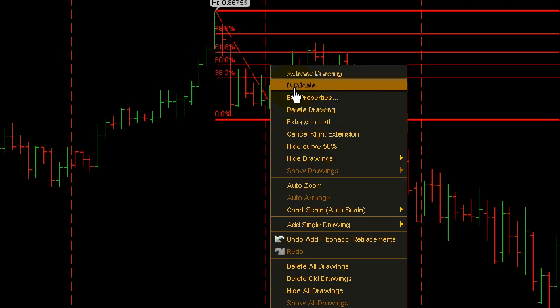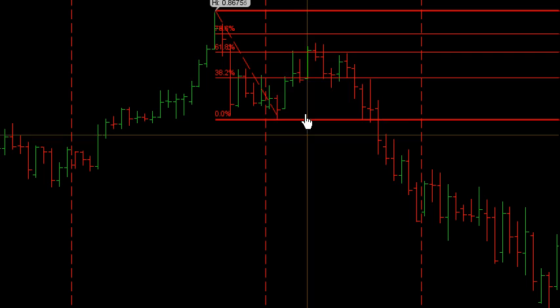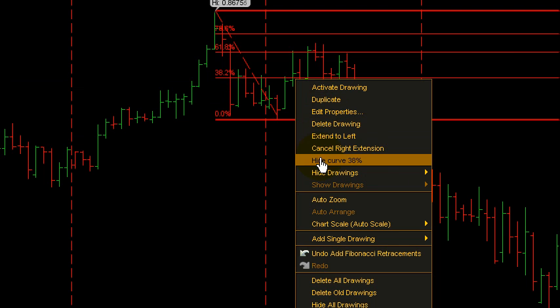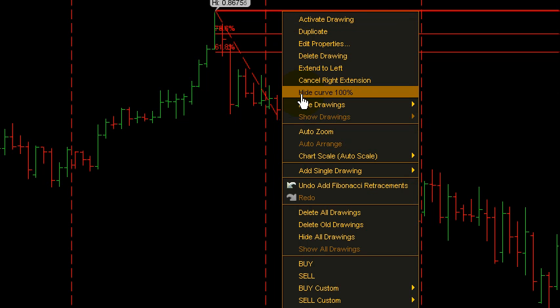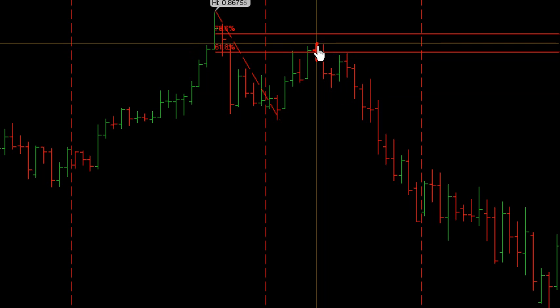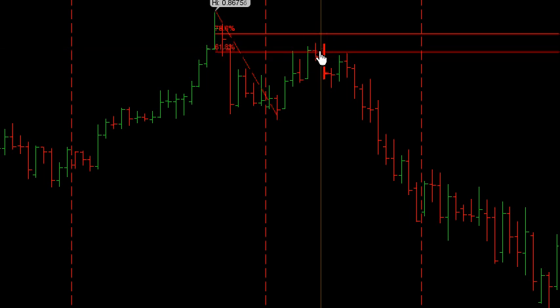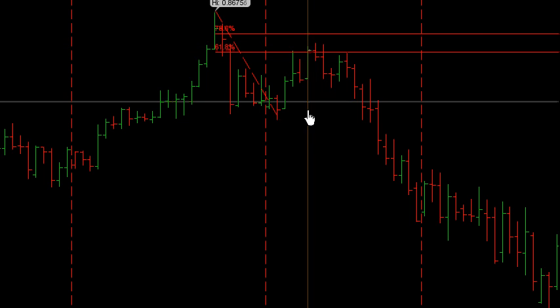So let's just get rid of the levels that price has blown through. Now, you know, price won't always respect the levels. It may never respect a level. But you can see it gets held up in here. So now we need something else.